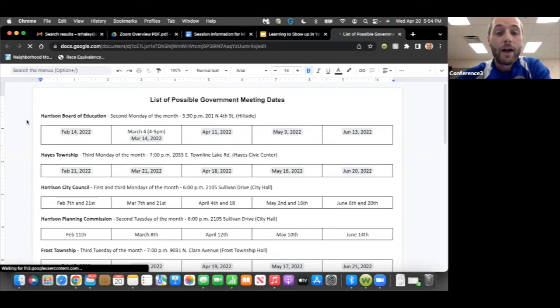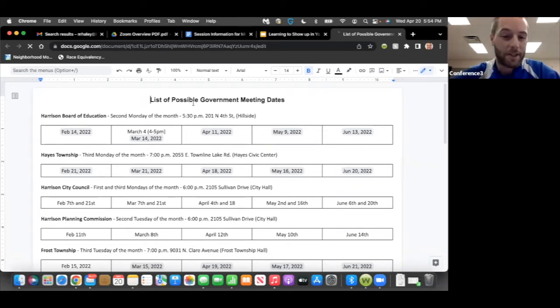So this is a document I refer to literally every single day. These are the places that I tell them to show up. And I have it organized month by month. All these places, starting with the Board of Education, because I always feel that's the most important. Those are the folks that make decisions for the kids. So they should know where and when to show up for that.